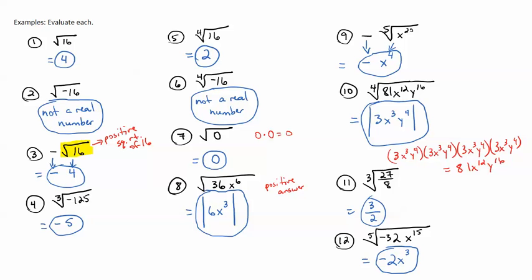So here are several examples showing you how to think about the radical symbol and roots, and whether the answer should be positive or not, whether the answer should even be a real number or not.